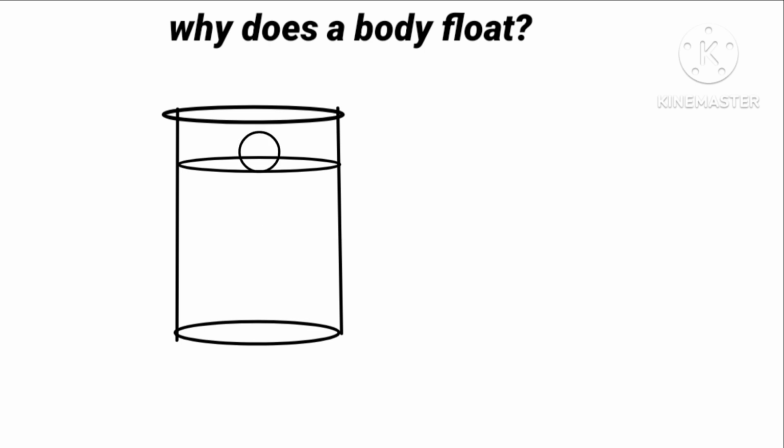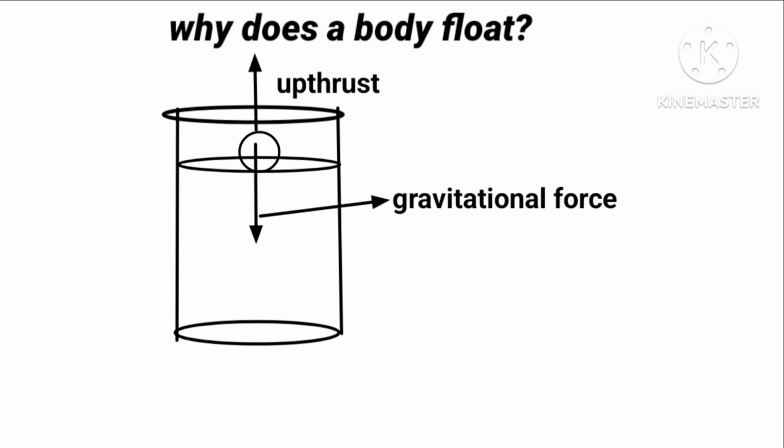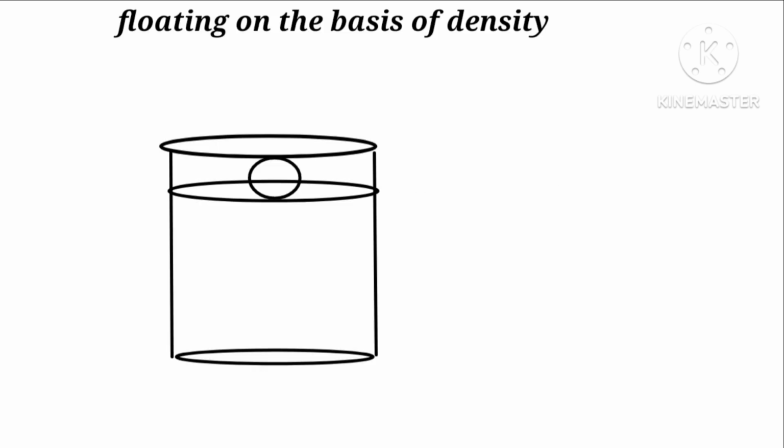But if we take a cork instead of a piece of stone, the upthrust is more than the gravitational force on the cork, hence the object will float. Floating or sinking of objects can also be explained on the basis of densities. We have seen the cork floats while the stone sinks. The reason is the difference in their densities.